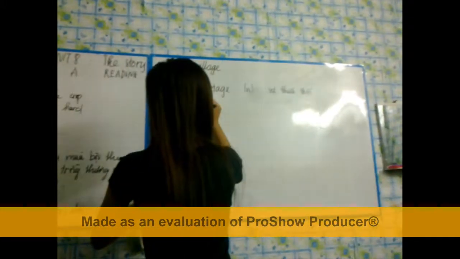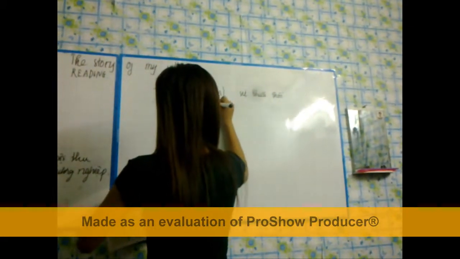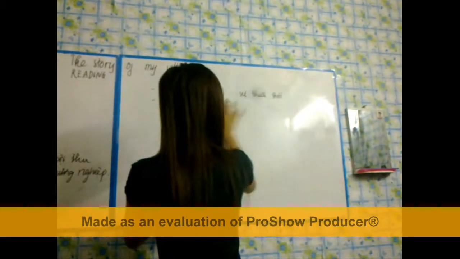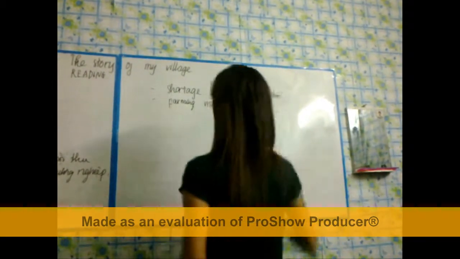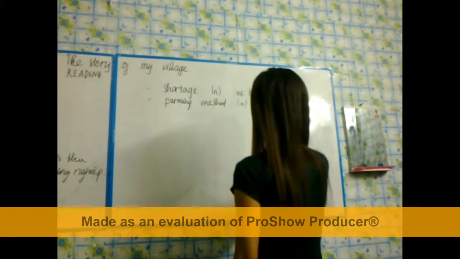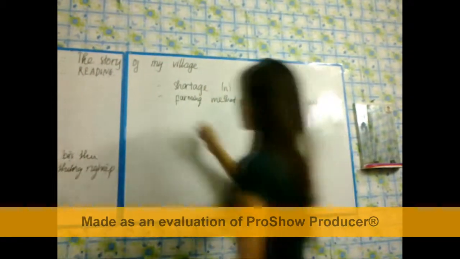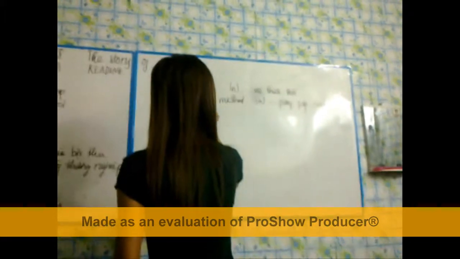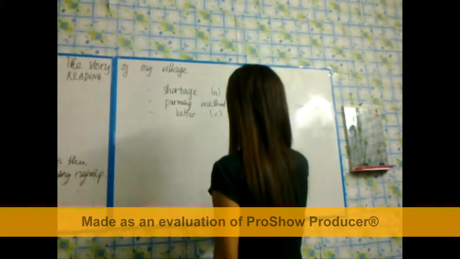Next, farming methods. Farming methods. Farming methods. It's a noun phrase, and that means phương pháp canh tác. Okay, and the last is benefit. It's a verb, and that means làm cho tốt.